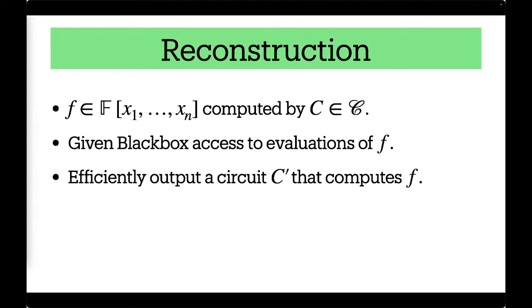And what is the goal? The goal is to output a circuit that efficiently computes the same polynomial as the input circuit. And if you add another restriction, that the output circuit is also from the same class where the input circuit was from, we call this particular problem proper learning. And this is the version of learning that actually works for arithmetic circuits. And why? Talk to me offline.